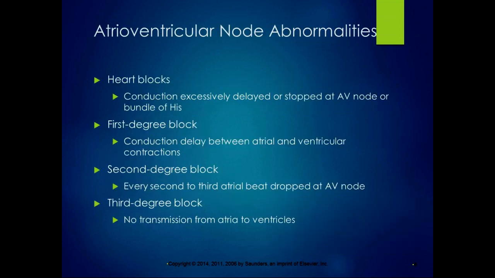So you can get what's called a heart block, which is where conduction is excessively delayed or stopped at the AV node or the bundle of His. A first-degree block, there's a conduction delay between the atrial and ventricular contractions. A second-degree block, every second to third atrial beat is dropped. So you're missing atrial beats, and that's when you get the pooling of the blood in the atrium. A third-degree block, there's no transmission from the atria to the ventricles, so there's no coordination of the contraction.